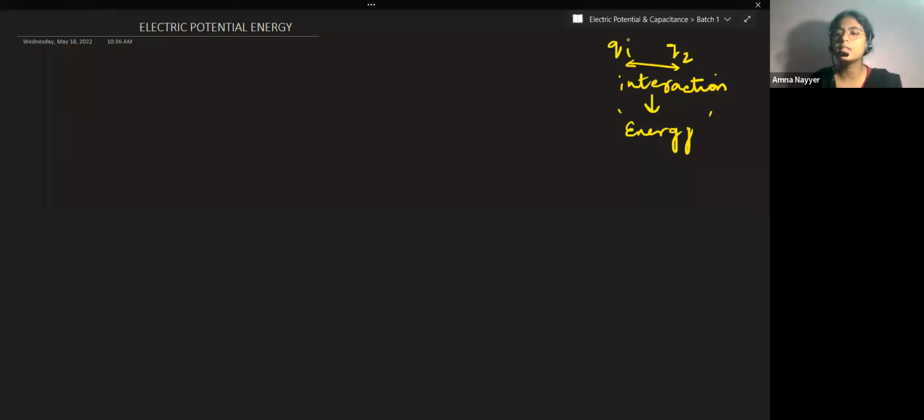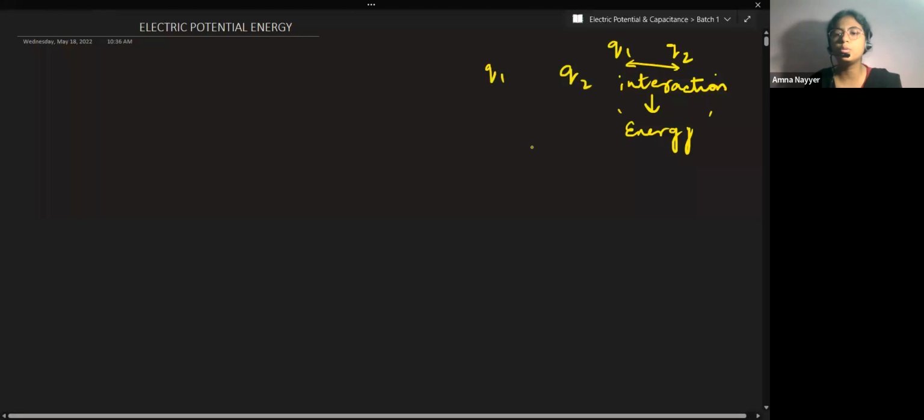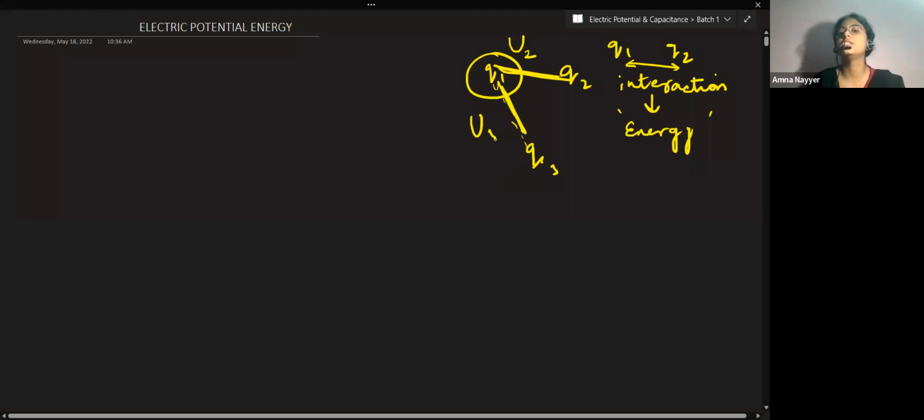If I say there are three charges, Q1, Q2, Q3, or three masses or three particles, and I talk about the electrostatic potential energy of Q1, then Q1 is interacting with what? Q1 is interacting with Q2. Interaction means force. Apart from this, Q1 is interacting with Q3. So on Q1 there will be two potential energies. One potential energy will be due to Q2, and the other due to Q3.